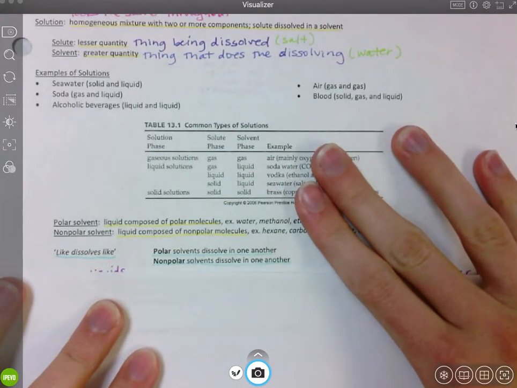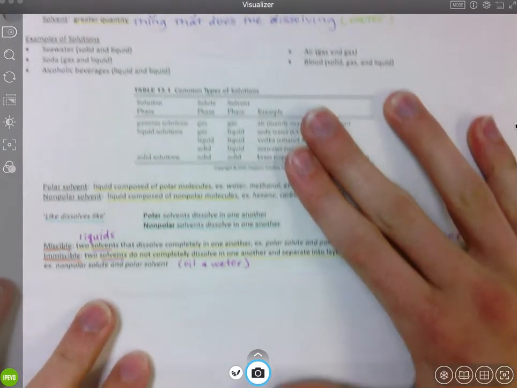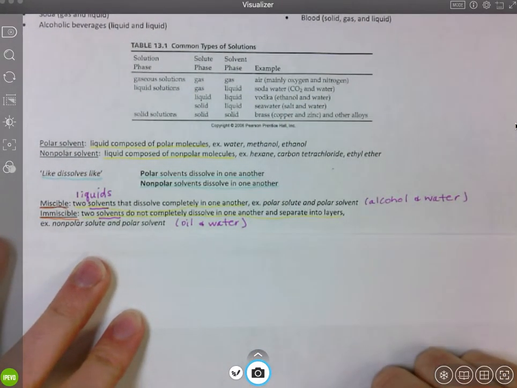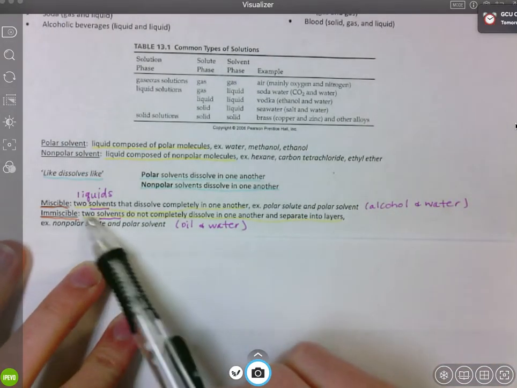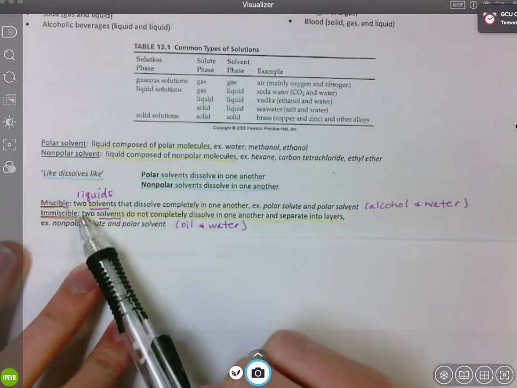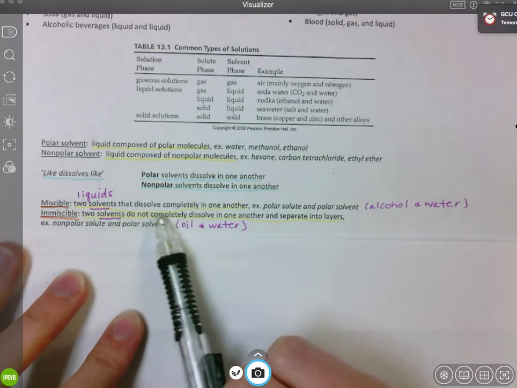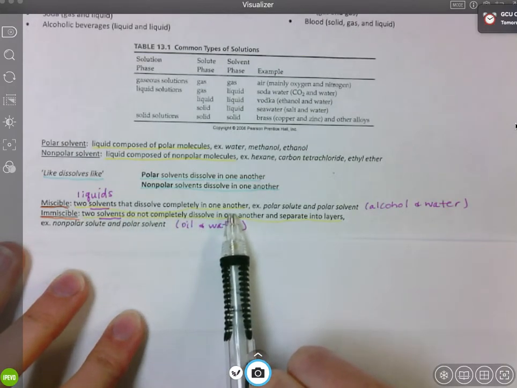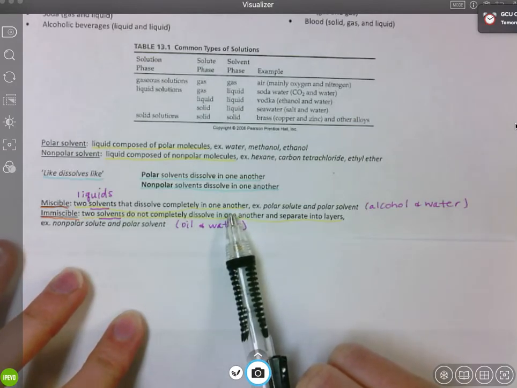So, like dissolves like. We need to remember that. Okay, our next two definitions that we have are miscible and immiscible. These refer to two solvents, so two liquids that are going to be dissolved in one another. So miscible means that two solvents dissolve completely in one another. So they are going to completely mix. Think about miscible as mixing.